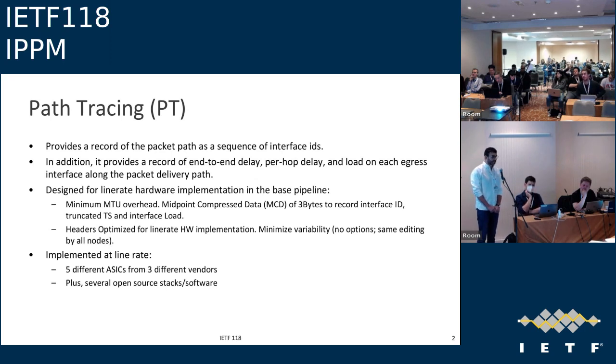Also, another element to achieve that hardware line rate implementation is the optimization of the header. We minimize the variability in the header to make sure all of the nodes along the packet path do the same editing. It doesn't depend on at which point in the path you are. It's the same data plane behavior. And it's important to mention that since this draft was proposed at IETF 113, we have 5 different ASICs that implement this solution, coming from 3 different vendors, and we have many open source stacks and software. Next slide.